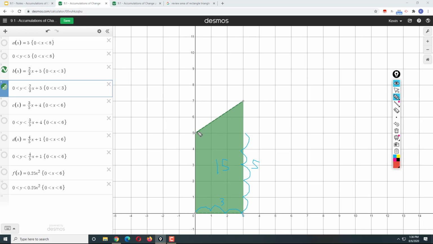Triangle. Triangle, once again, has length 3. The height is 2. So the area is 3 times 2 divided by 2, because the triangle here is half of the rectangle, so it's 3 times 2 divided by 2, which is 3. So the total accumulation is going to be equal to 15 plus 3, which is equal to 18. Okay?